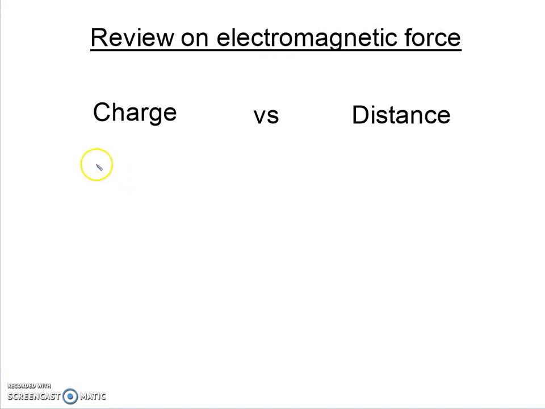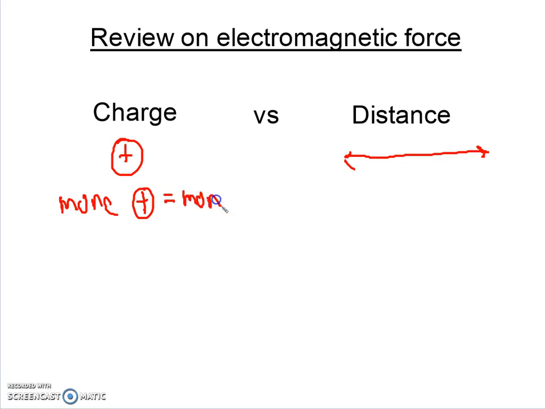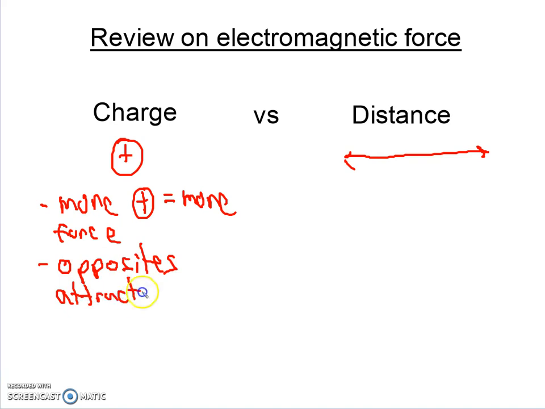So there are two factors that affect the electromagnetic force. One is charge, so positive, negative, etc. And then one is the distance that the charges are away from each other. So more charge equals more force. And then what else do we know? We know opposites attract. And we know that like charges repel. So two positives, two negatives will repel.